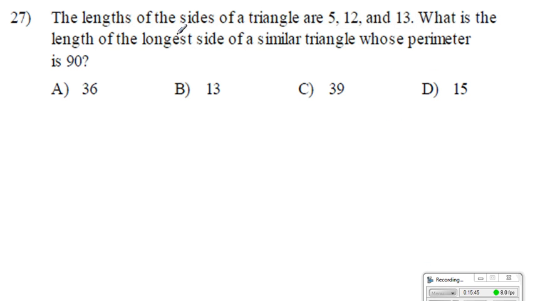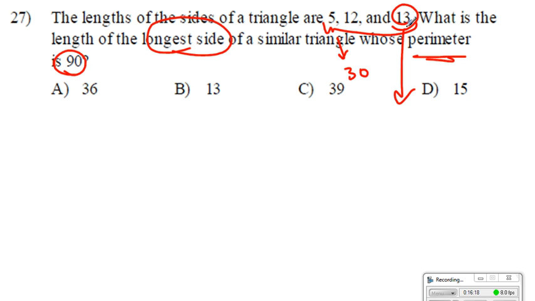Number 27. The length of one side of the triangle is 5. The sides of the triangle are 5, 12, 13. What is the length of the longest side of a similar triangle whose perimeter is 90? So they're trying to compare the perimeters, but looking for the longest side. So here, what is the perimeter of that? When you combine these three values, we get 30. But our similar triangle is 90. That means our similar triangle is 3 times as large as the original one. Therefore, the longest side also has to be 3 times as large as 13, which will be 39. Therefore, choice C becomes our answer.